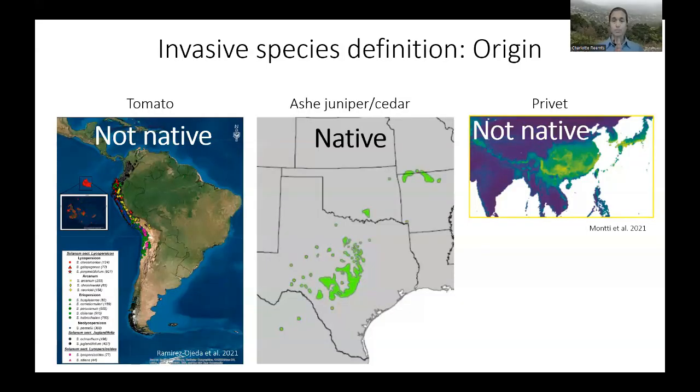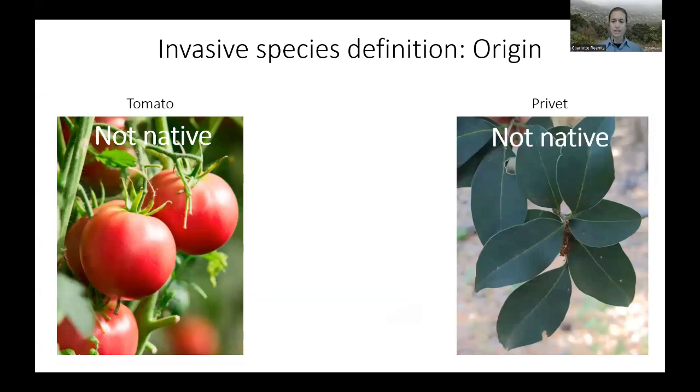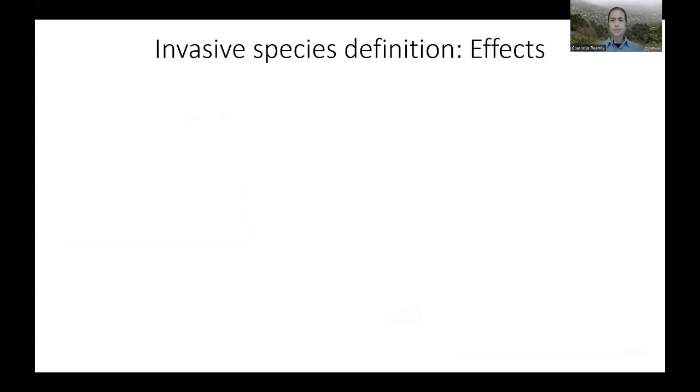The native species is not invasive. So think what you want about cedar. It is not invasive. So let's continue with these two non-native species. The second part of the invasive species definition is what effects the species have on natural ecosystems.